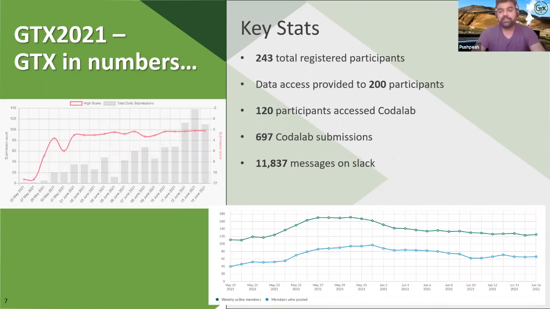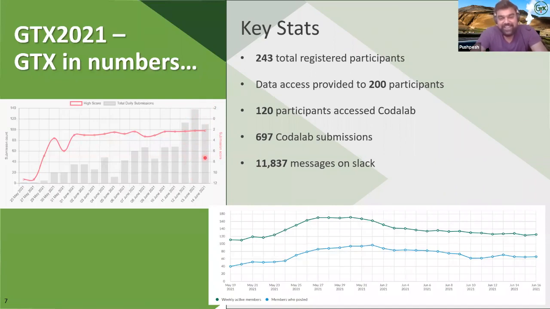120 participants accessed the Coda Lab platform to do the quantitative part of the competition. And in Coda Lab, we had 697 different submissions. And as you can see on your left, the human nature of procrastinating comes out, where in the last 3 days, you can see that everybody started submitting on Coda Lab. So that was a very good data point for us.